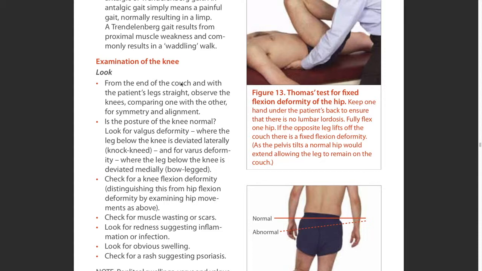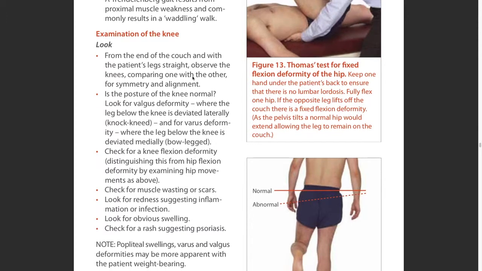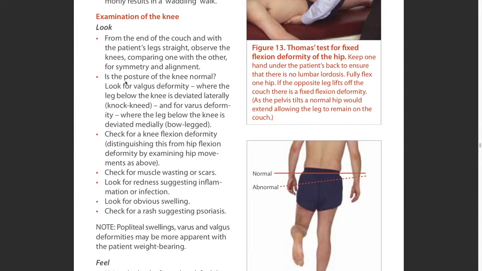Examination of the knee. Look. So for every REMS, you do look, feel, move, functional tests. Look first. From the end of the couch and with the patient's legs straight, observe the knees, comparing one with the other for symmetry and alignment. Is the posture of the knee normal?